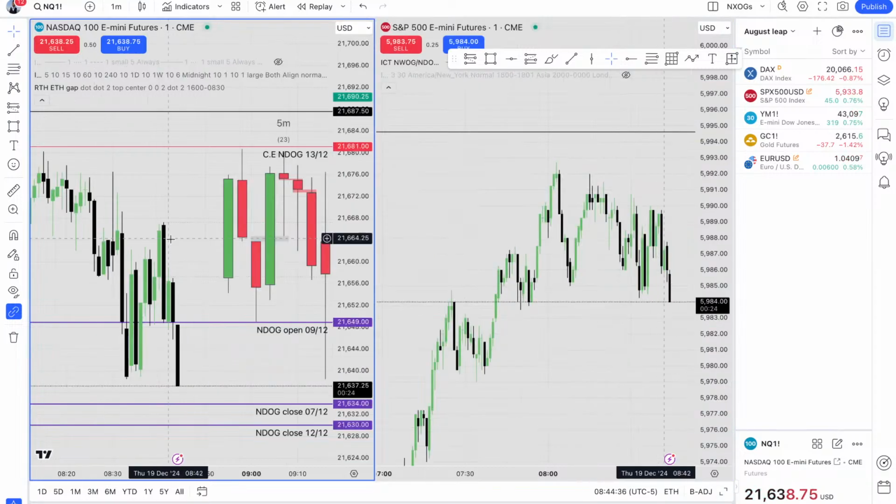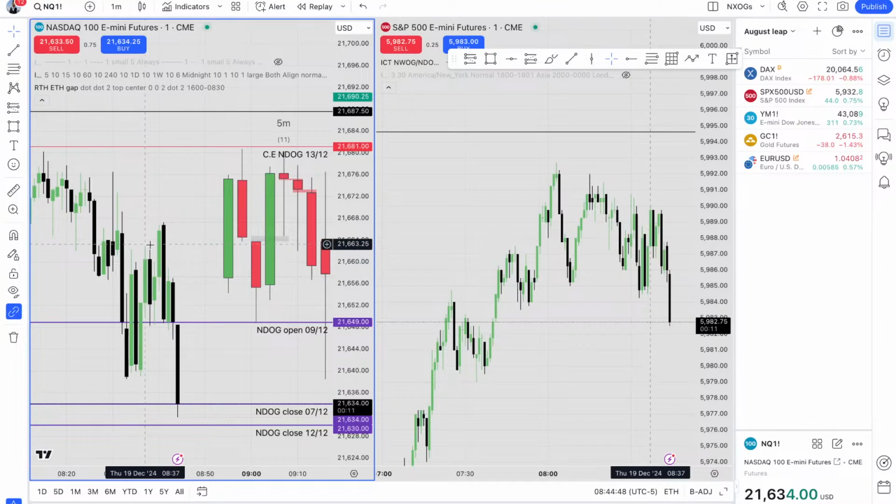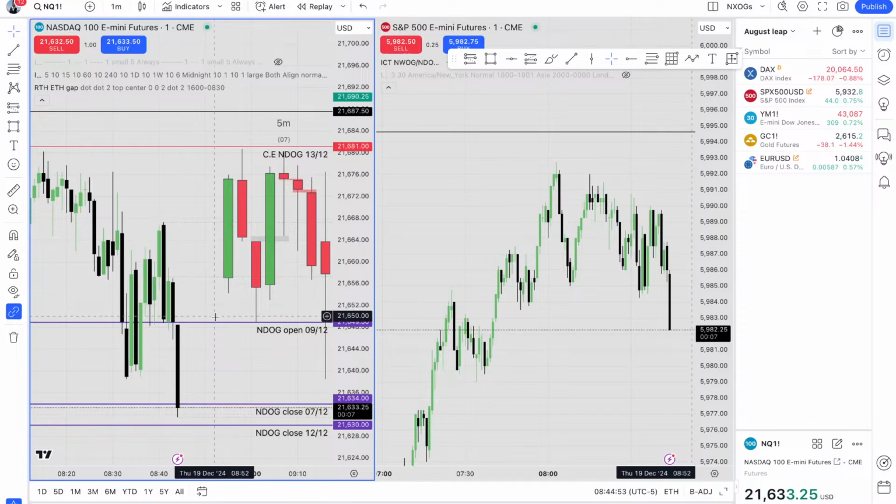You see here we have an SMT. That's why most likely this price went down. This specific candle took this swing, but here it didn't. And now it's going lower.